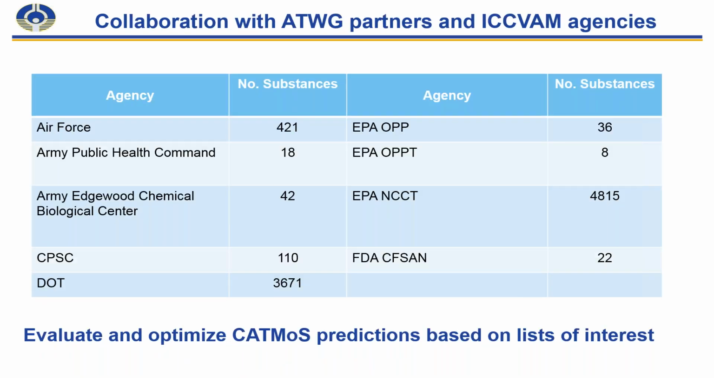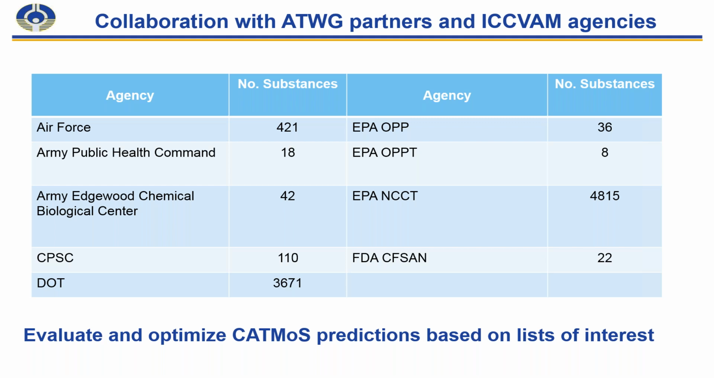So we are partnering with several of our ICVAM agency stakeholders and acute tox working group partners to try and evaluate these predictions. Obviously each agency has particular regions of the chemical space that they care more or less about. And so we ask them to nominate substances to us that either they don't know the LD50 for and they would be interested in seeing the predictions, or maybe they know the LD50 but it's confidential data, so it wasn't part of our training set, part of the data that we curated.